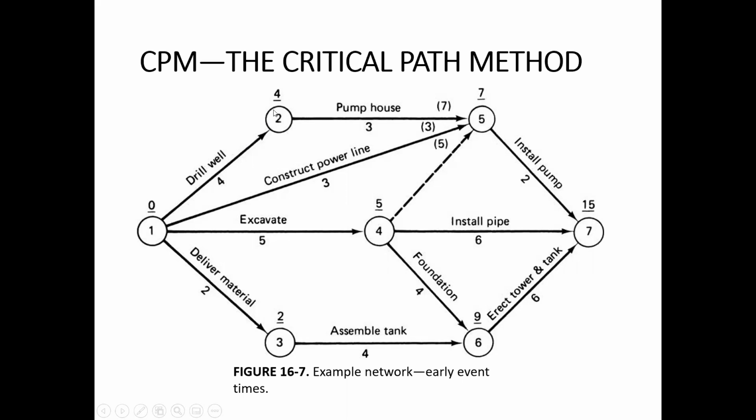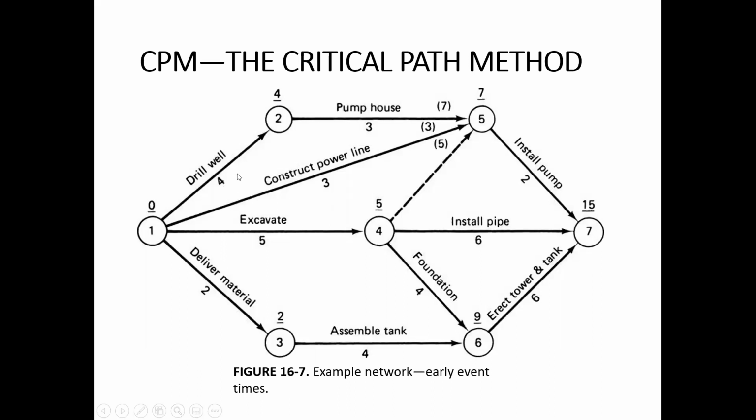So 0 plus 4, that is 4. 4 is shown over here. In this diagram, for clarification, these event time numbers have been shown with a bar under the number, which is optional. It is up to you. These bars have been shown to distinguish them from other numbers.